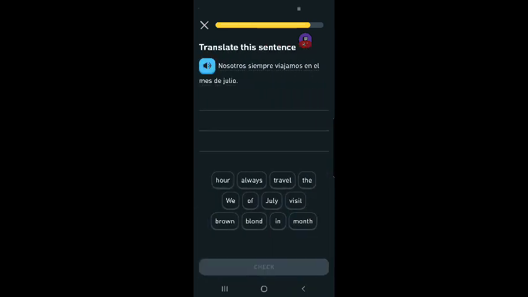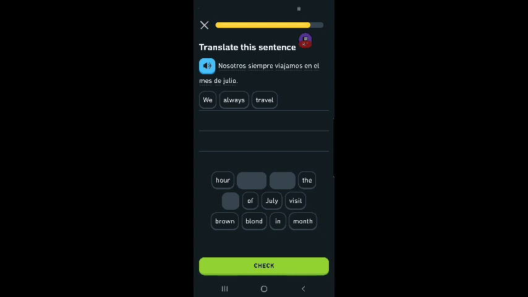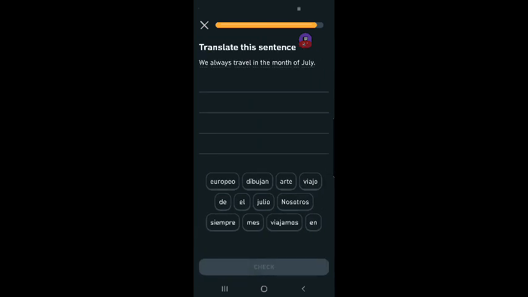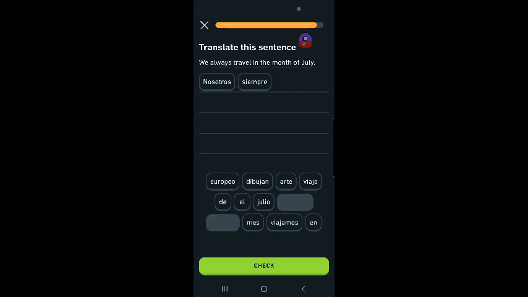Nosotros siempre viajamos en el mes de julio. Nosotros, we, siempre, always, viajamos, travel, en el, in the, mes, month, de julio, of July. Okay. We always travel in the month of July. Nosotros. Siempre. Viajamos. En el mes de julio.